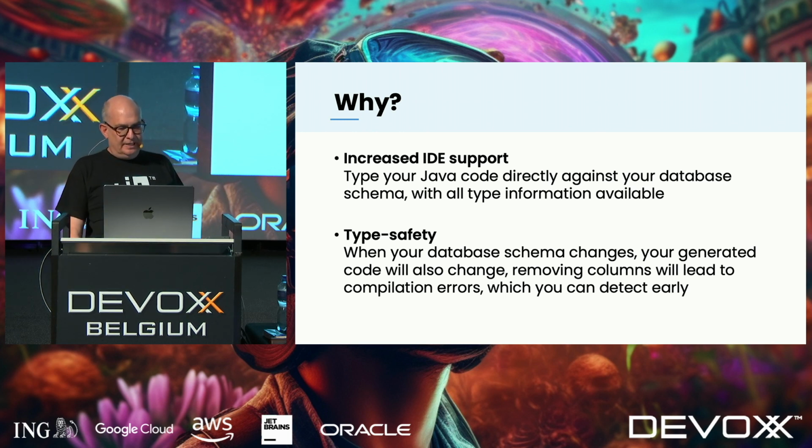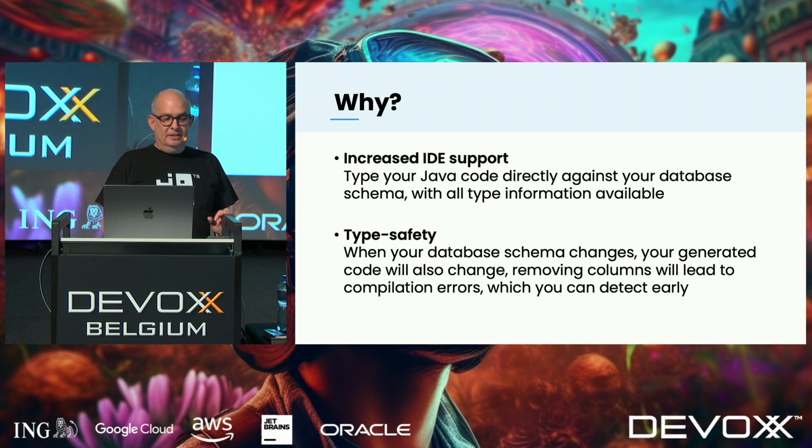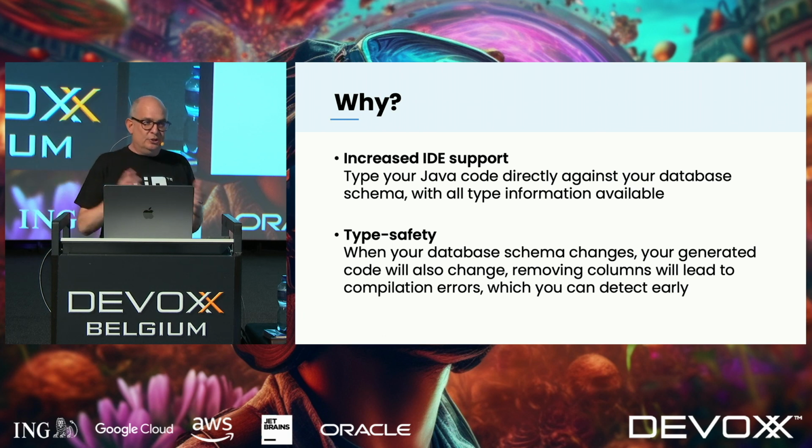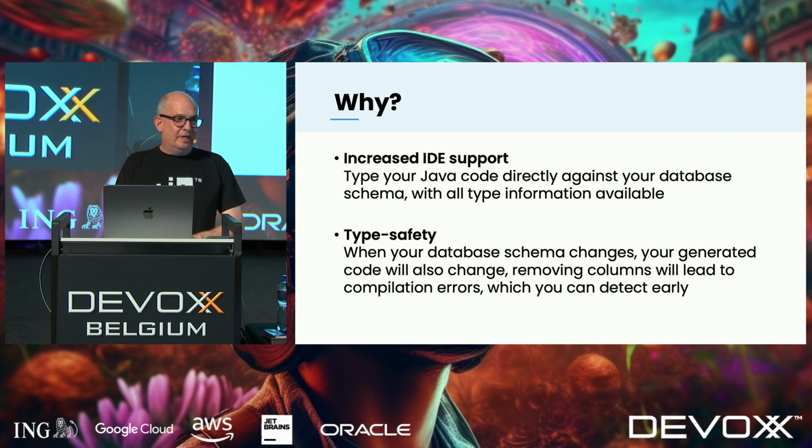Then I want to add type safety. Type safety means, for example, if I change my database and remove a column, then I want my code to no longer compile. I don't want to write tests just to check if my SQL is correct. I want the compiler to check that and not the tests.